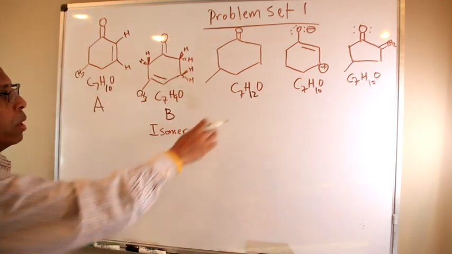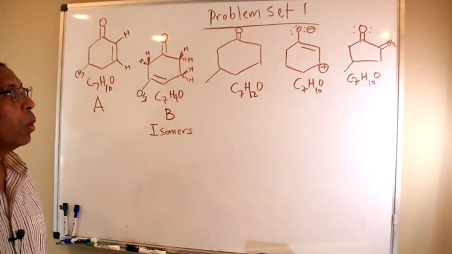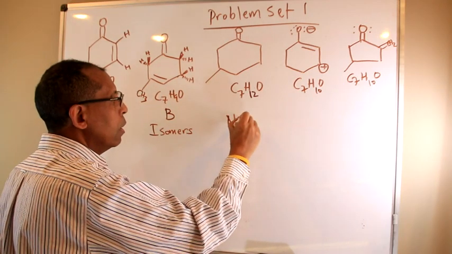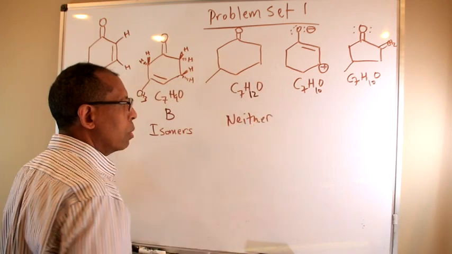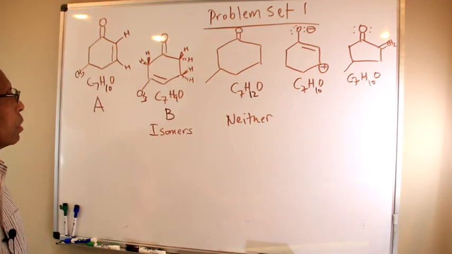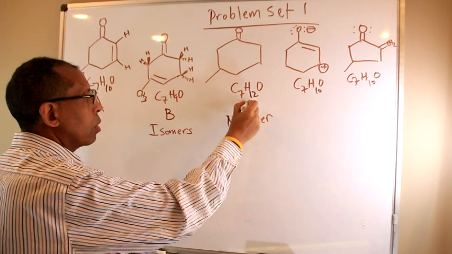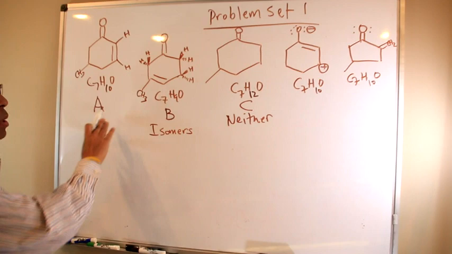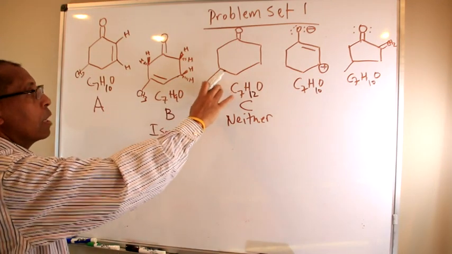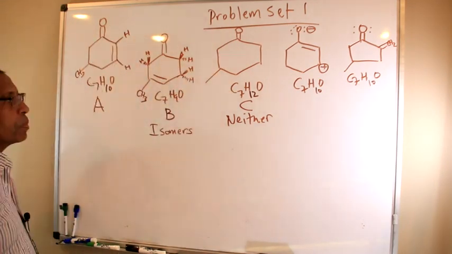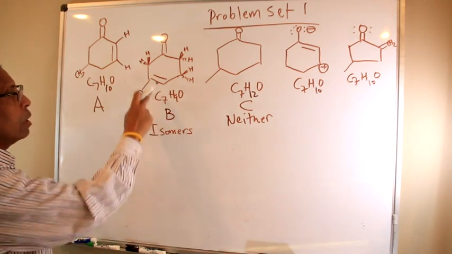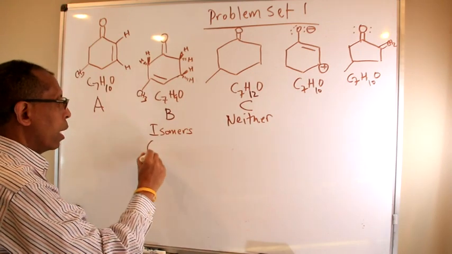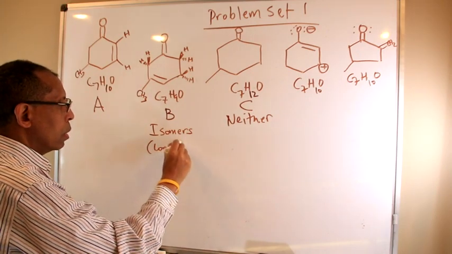So in this one, it is C7H12O. That means they are not even related. In this case, we call it neither constitutional isomer nor resonance; they are not related at all. Let's say this is compound C. Compound C is not related at all to compound A, because compound C doesn't even have the double bond. In compound B, the double bond is in a different position. That's why they are constitutional isomers.